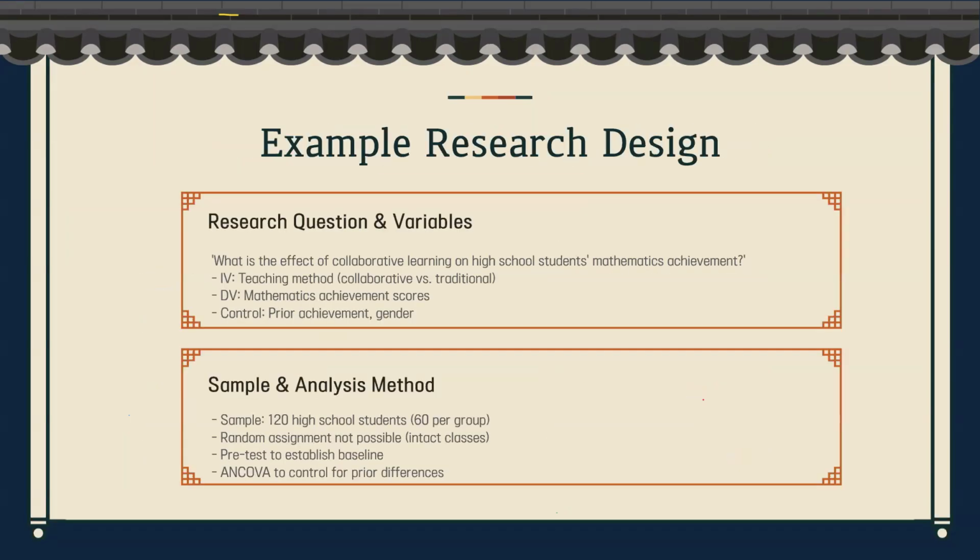Here is an example. The question is, what is the effect of collaborative learning on high school students' mathematics achievement? The IV is teaching method and the DV is math achievement scores. We use a quasi-experimental design with 120 students. We will use a pretest and then ANCOVA for the analysis to control for baseline differences.